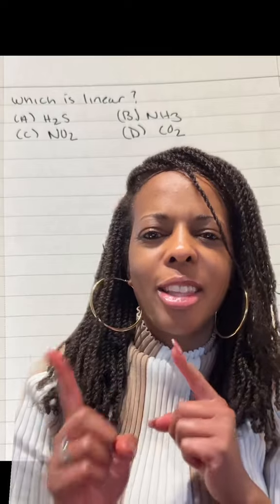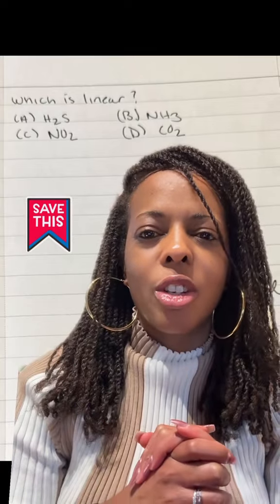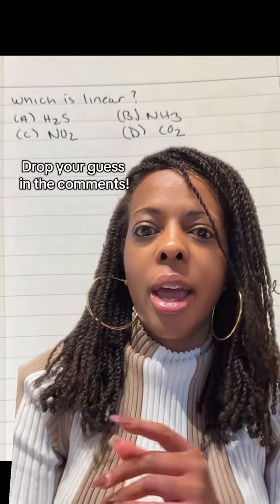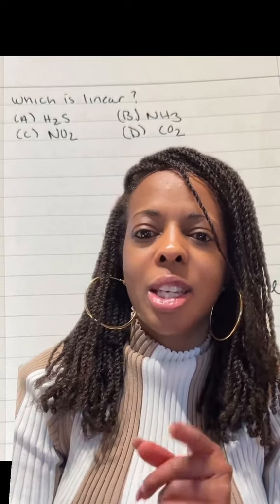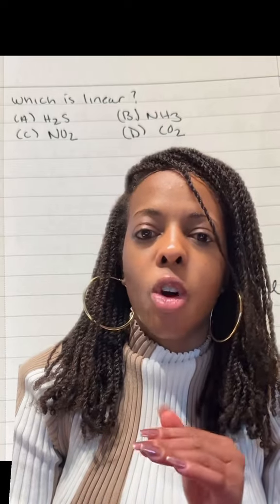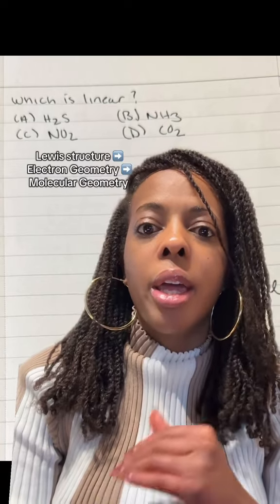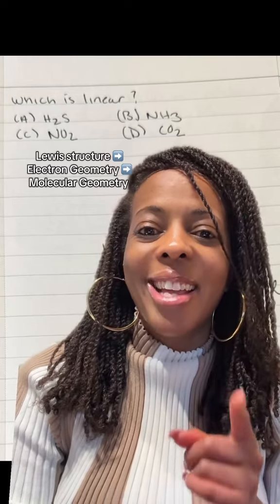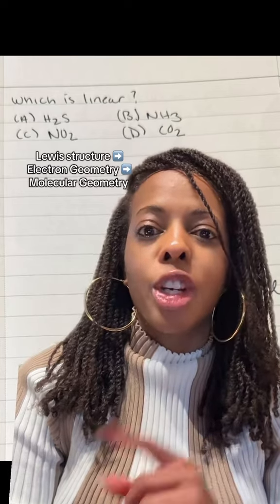And so let's take a look at this problem and see if we can get the correct answer. So it says, which of these is linear? So we have H2S, NH3, NO2, and CO2. Now, we cannot answer this question strictly by looking at the formula. What we really need to think about is not only the Lewis structure, but also the electron geometry and subsequently the molecular geometry to answer this question.